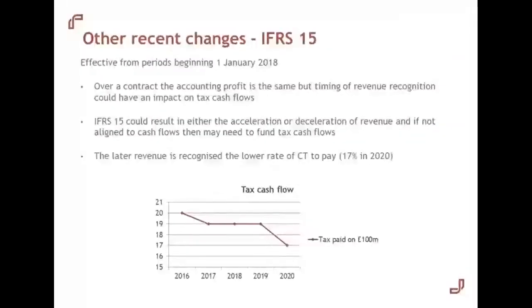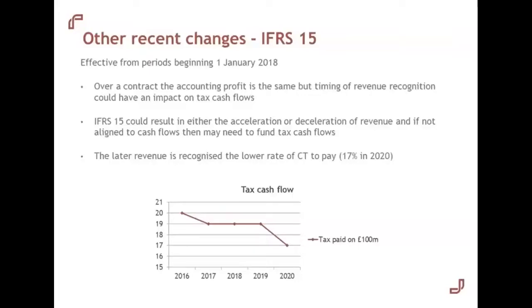So IFRS 15, again, Ben provided a quick update here. Thankfully, this is rather more straightforward than 16 and 9, but there's a key point just to make here around the potential cash flow impact from a tax perspective. So the tax will effectively follow the accounts here, as is normally the case. Whilst over the life of a contract the accounting profit remains the same, the timing of revenue recognition could have an impact on tax cash flows.